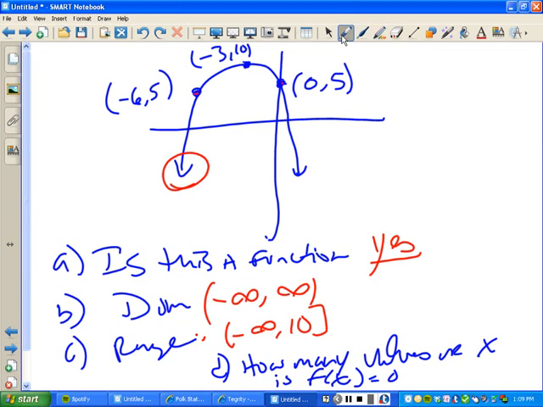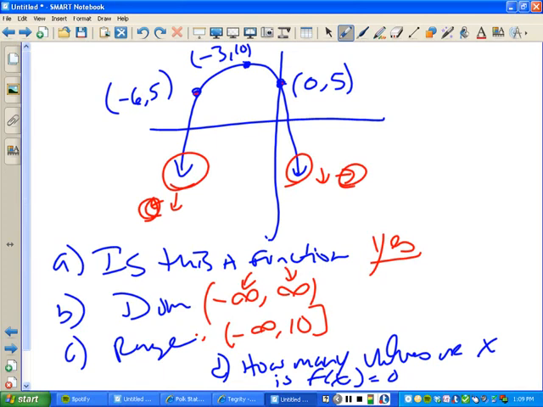All right. So the arrows give me direction. This is going down and to the left. This is going down and to the right. So because it's going left, I say negative infinity for the domain. Because it's going right, I say positive infinity for the domain. So when you have arrows, if they go left, it's negative infinity. If they go right, it's positive infinity.